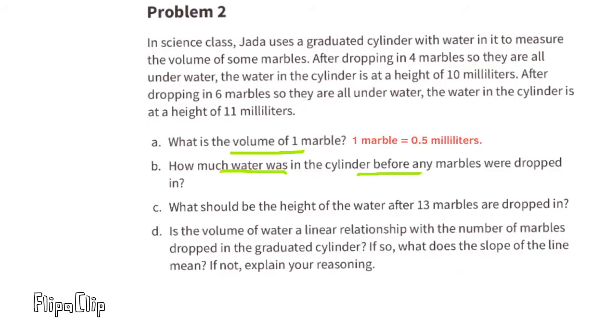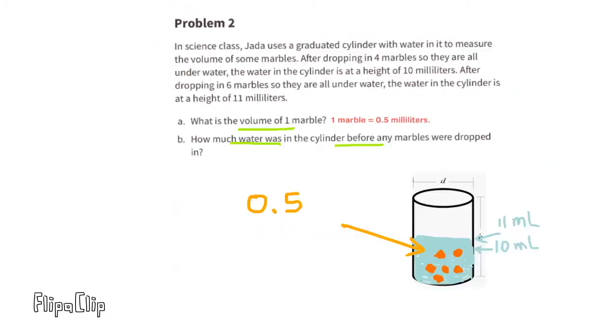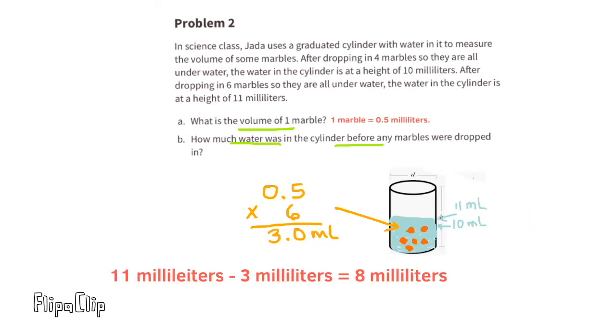B. How much water was in the cylinder before any marbles were dropped in? The volume of each marble is 0.5 milliliters. 0.5 milliliters times 6 marbles equals 3 milliliters. 11 milliliters minus those 3 milliliters equals the 8 milliliters that was originally in the graduated cylinder.